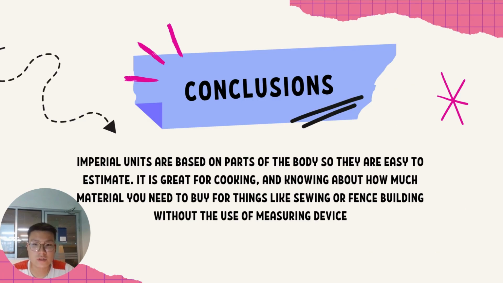In conclusion, imperial units are based on parts of the body, so they are easy to estimate. It's great for cooking and knowing about how much material you need to buy for things like sewing or fence building without the use of a measuring device.